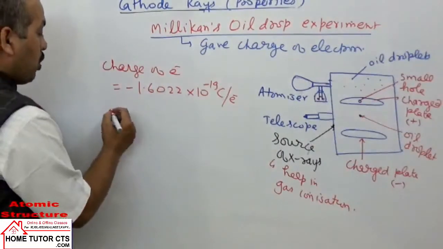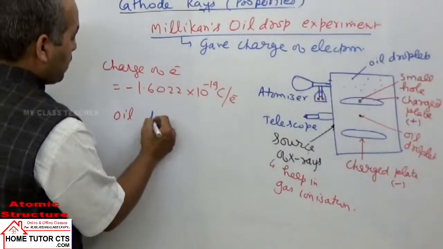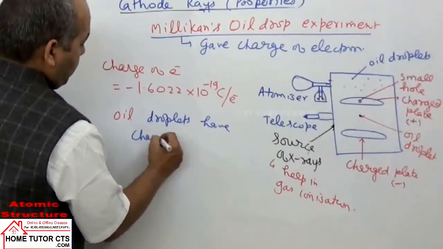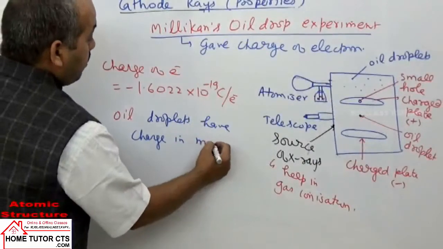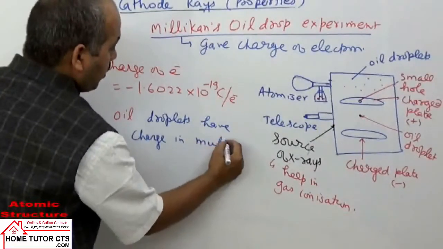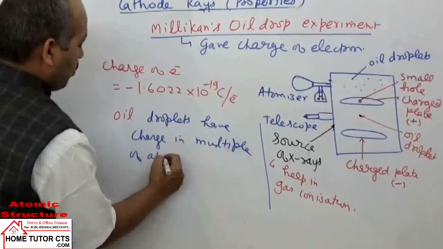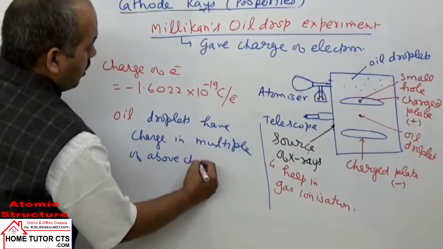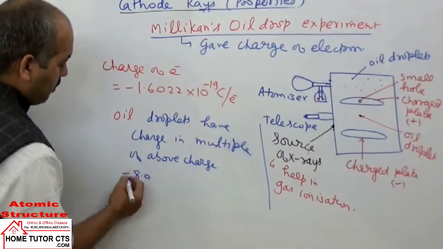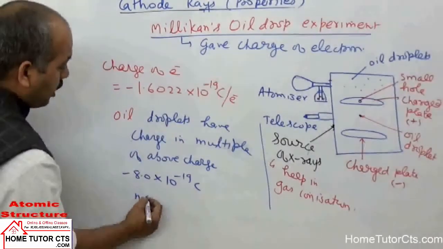Actually, in each case, the oil droplets have charge in a multiple of the above charge. Suppose the oil droplet has a charge of, let's say, roughly, minus 8 into 10 to the power minus 19 coulombs. That means n should be how much?